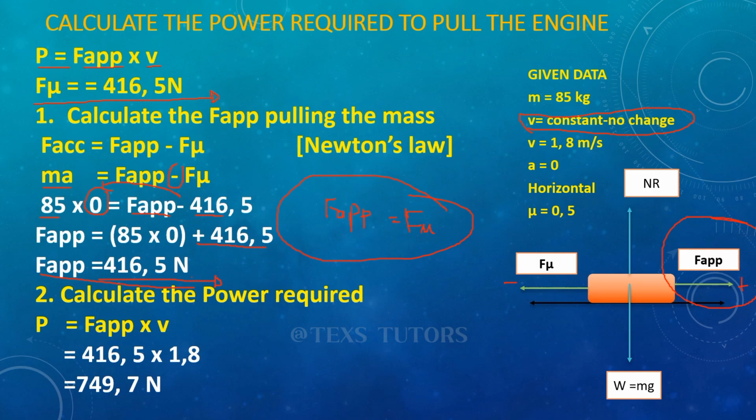Now that we have the applied force, let's calculate the power required. Power required is applied force times velocity. So I'm going to say 416.5 times a constant velocity of 1.8. My power required is 749.7 watts.